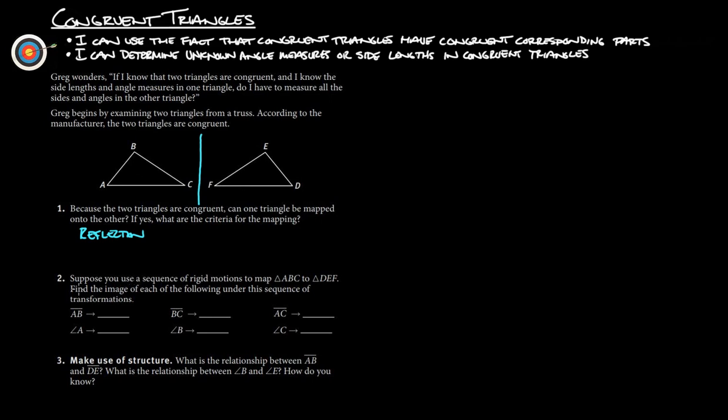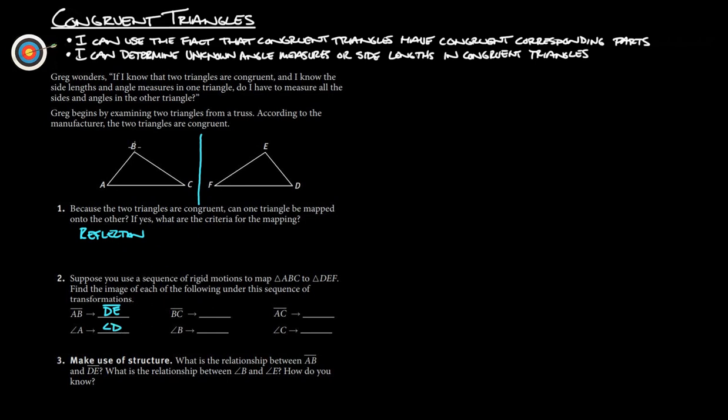For 2 here, suppose you use a sequence of rigid motions to map triangle ABC onto triangle DEF. Find the image of each of the following under this sequence of transformations. So AB is going to reflect over this line to go to DE. There are other ways to do it too, but this is probably the easiest way. Angle A here is going to reflect over the line to get to angle D.